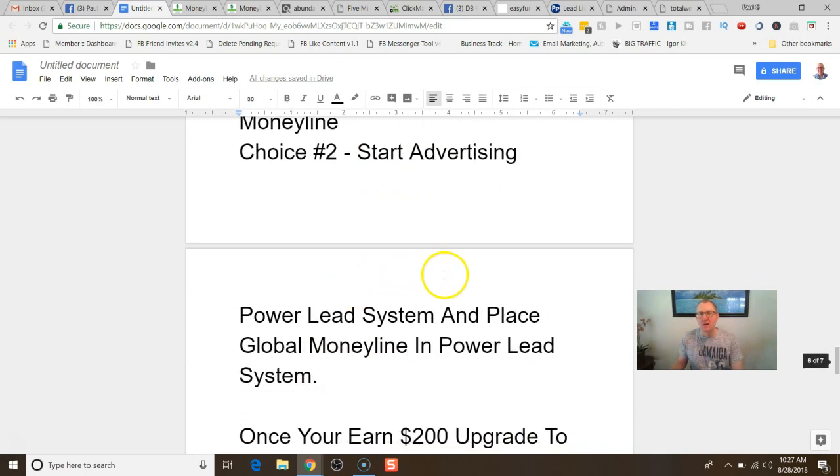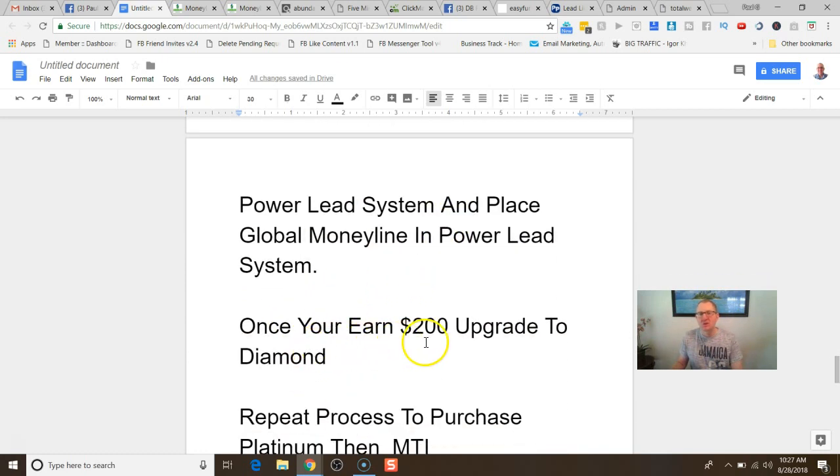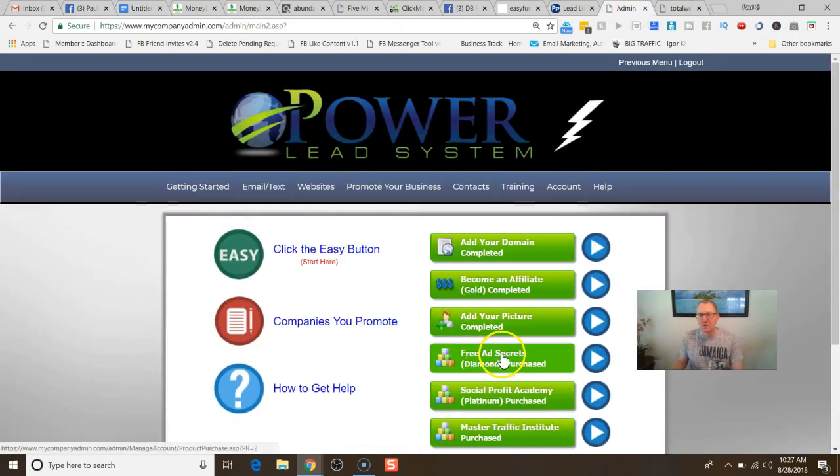The goal here, though, is to start earning, and once you hit $200 to upgrade to the diamond level, which is $147 right here, that pays you $100 over and over again. And then from there, once you earn enough, you're going to upgrade to this level, Social Profit Academy, which is $497 one time, pays you $400 over and over. And then eventually we want to get to the Master Traffic Institute, which pays you $1,000 commissions over and over, and that's $1,497. But that's not going to happen right away. That's going to happen over time, and you can definitely start earning a full-time income.